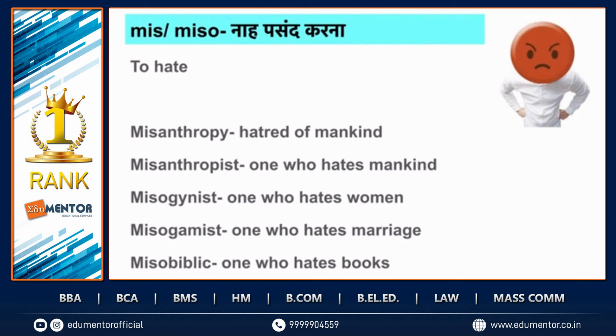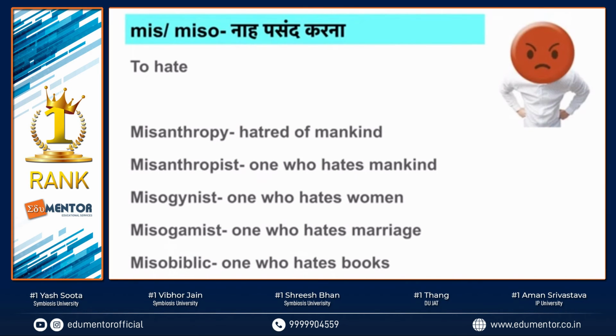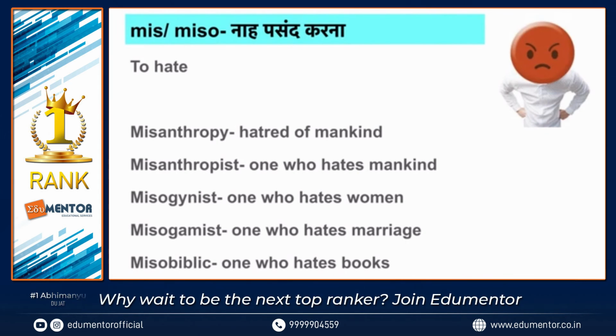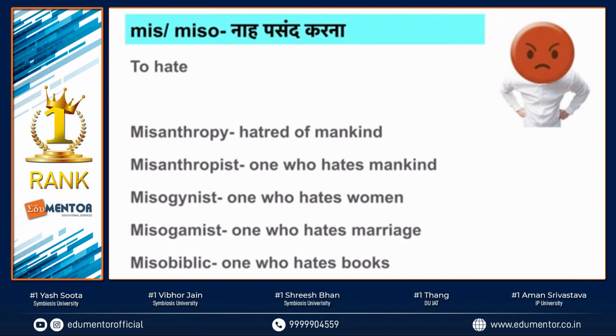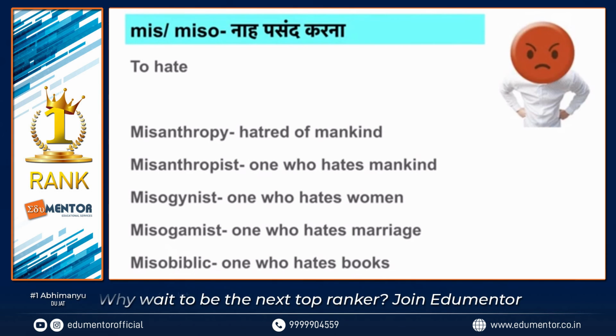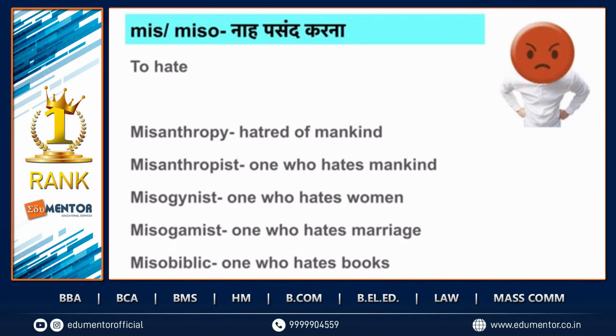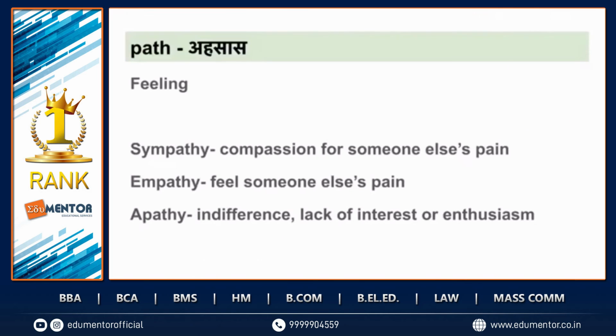Misogynist, gyn root word means woman. So a person who hates women, who disrespects women. All the rapists are called misogynists. Why are they called misogynists? Because they hate women, they don't respect women. Mesogamist, one who hates marriage, right? Mesobiblic, biblo root word means books, related to books. So a person who hates books, mesobiblic, right? So the meso root word means to hate. When you don't like, when you have an aversion, when you dislike, you're using the root word meso.